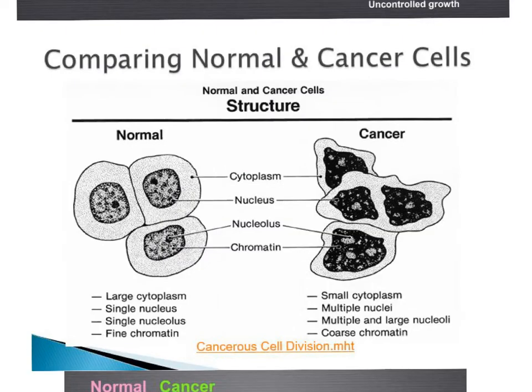We'll get back to mutations in a sec, but let's just examine the differences between a normal cell and a cancerous cell. So on the left here we have a normal cell. They look fairly comparable to what you would have seen under the microscope. There's a large cytoplasm, there's one nucleus, they're sort of round. I don't know, they look fairly predictable.